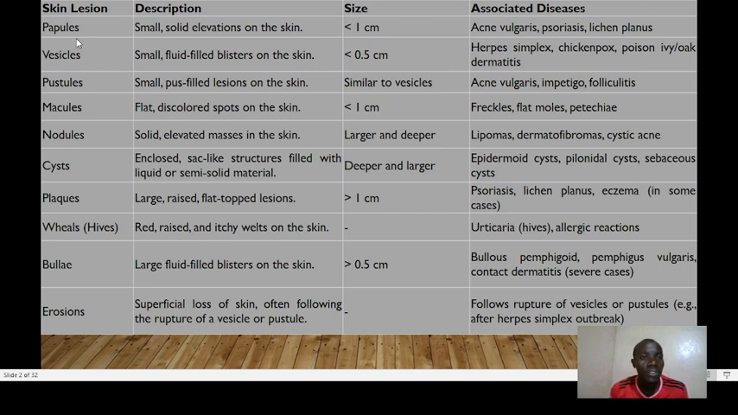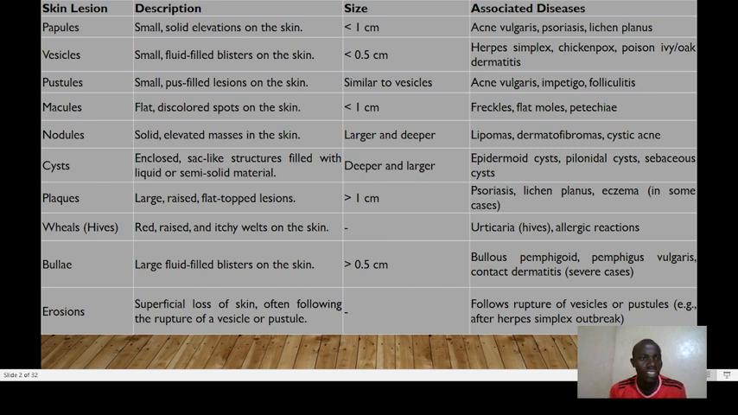Papules are small solid elevations on the skin. They are normally less than 1 centimeter, and they are associated with skin disorders such as acne vulgaris, psoriasis, and lichen planus. The vesicles are small fluid-filled blisters on the skin, less than 0.5 centimeters. They are mostly associated with herpes simplex, chickenpox, poison ivy, poison oak, and dermatitis.